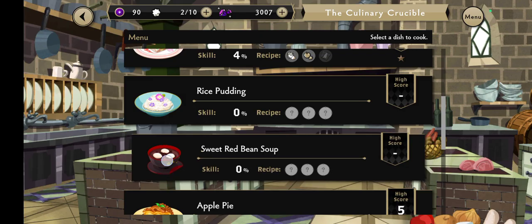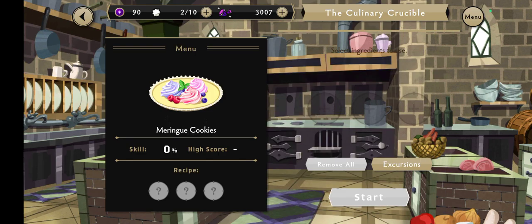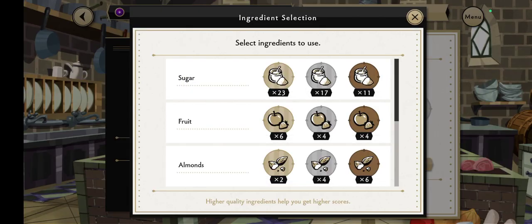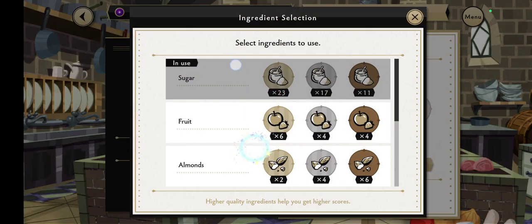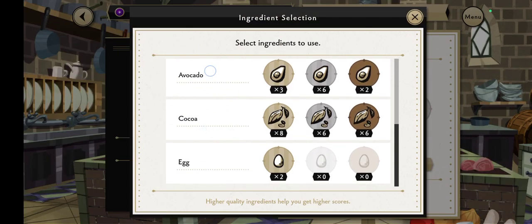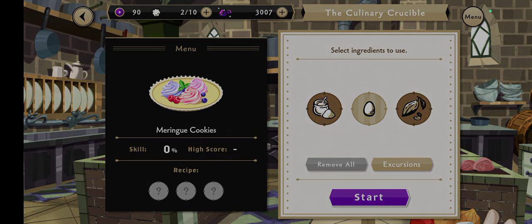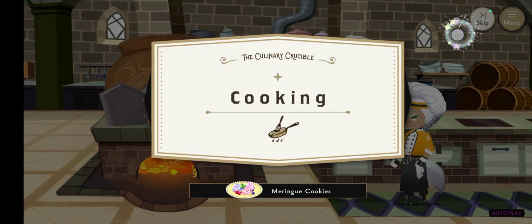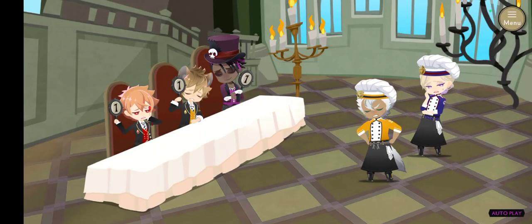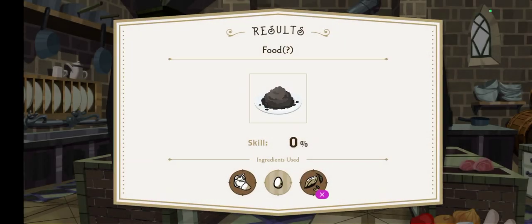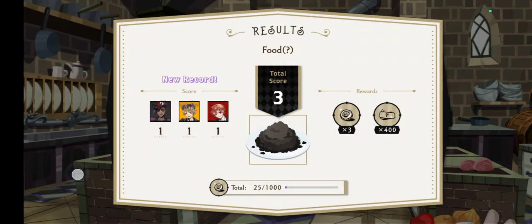We'll try the meringue. Sugar. There's no milk. Egg and cocoa, maybe? Let's try that. Probably milk then.